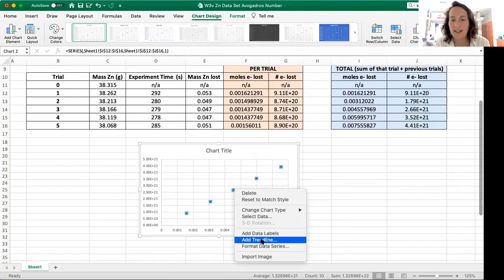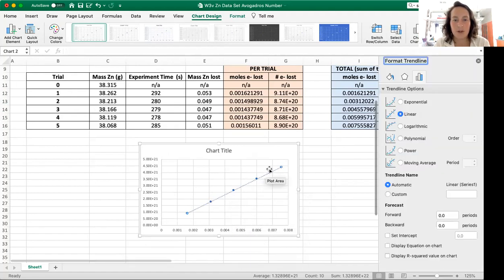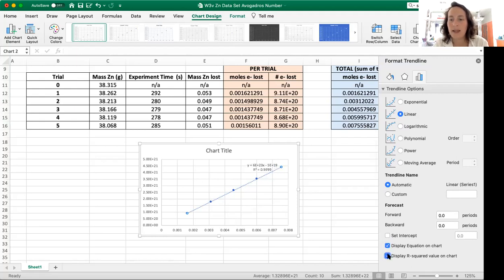Move down to Add Trend Line. So notice it puts the trend line in and opened up this second box right here, okay? You can change the type of trend line you add, but I just want to keep it linear because it is a line. And then towards the bottom down here, I want to click on Display Equation on Chart and display my R-squared value. The R-squared value tells how well the line agrees with your data.